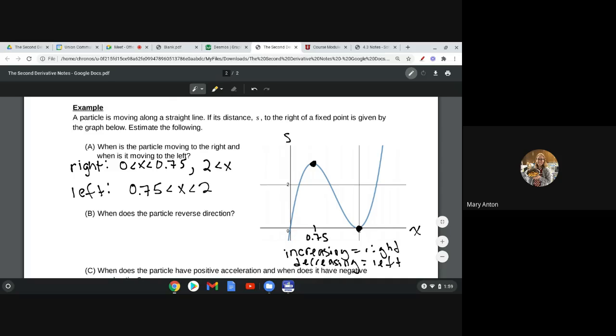So part B, when does the particle reverse direction? Those peaks and valleys. So when x is 0.75 and when x is 2.